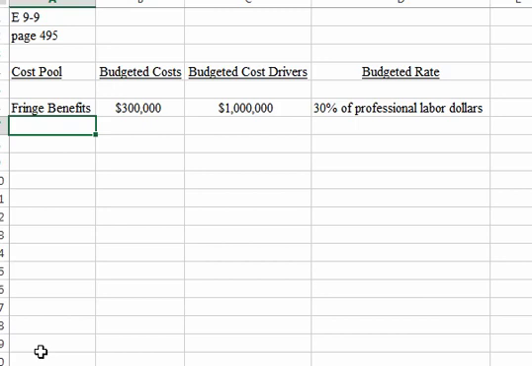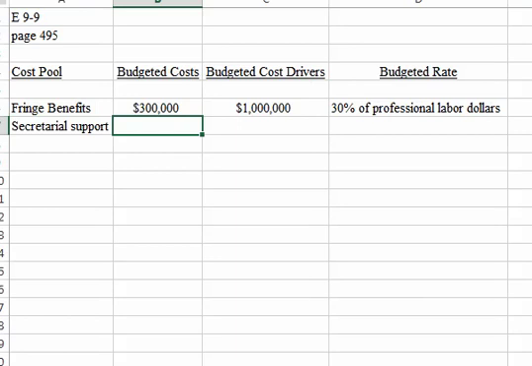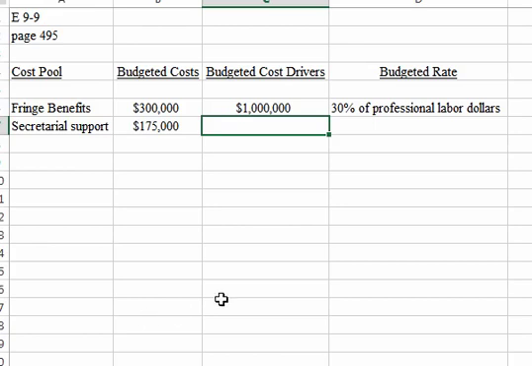Okay. Our next one is secretarial support. For secretarial support, the budgeted cost for the coming year was $175,000. The cost driver was partner labor hours. So they're budgeting 3,500 partner labor hours.